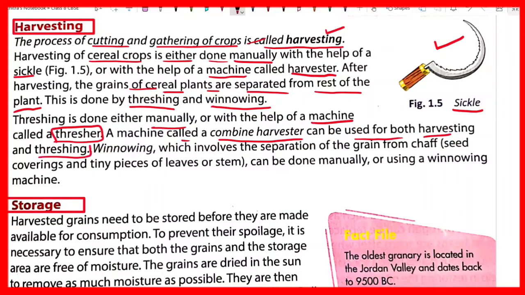Generally, for the paddy crop or wheat crop, for the cereals, we apply both processes together, harvesting and simultaneously winnowing also. Winnowing involves the separation of grain from the chaff. That chaff is nothing but the rest of the plant except the seed: tiny pieces of the leaves or stem are called the chaff. It can be done manually or by using winnowing machines also.